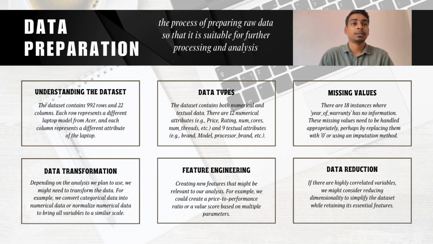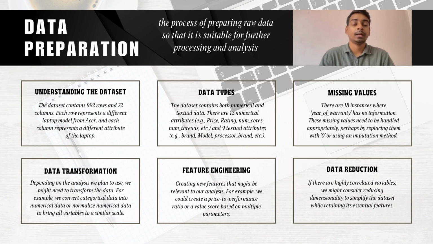Next, the data types. The dataset contains both numerical and textual data. There are 12 numerical attributes such as price, rating, number of cores, number of threads, etc., and 9 textual attributes such as brand, model, processor, etc. The third one, missing values. There are 18 instances where the year of warranty has no information. These missing values need to be handled appropriately, perhaps by replacing them with 0 or using imputation methods.